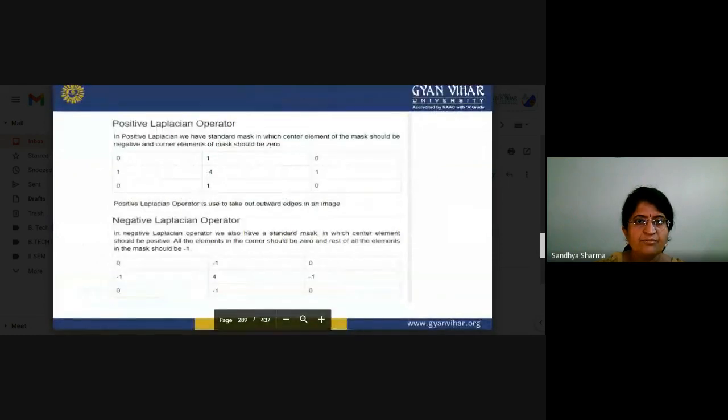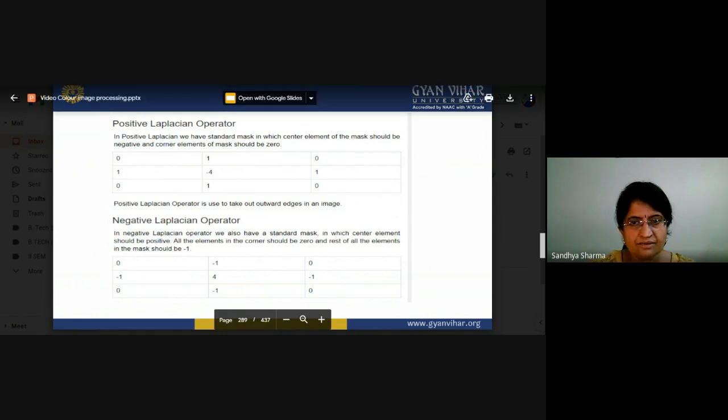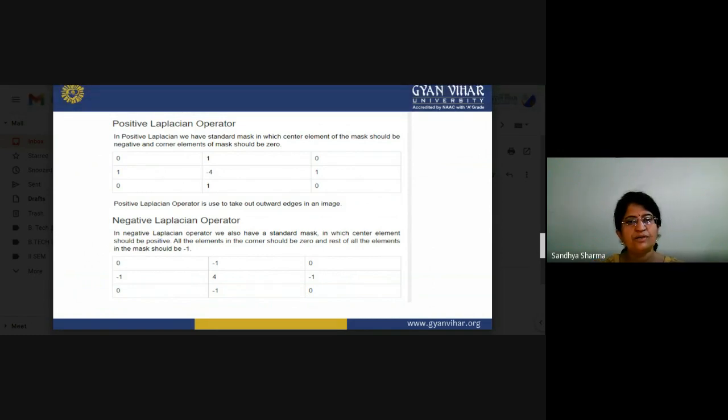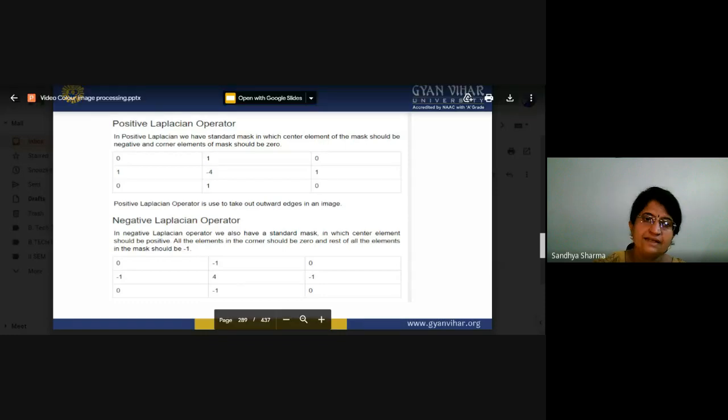So we can see here the positive Laplacian operator. In the positive Laplacian operator, we have a standard matrix in which the center element of the mask should be negative and some elements of the mask should be 0. So you can see the corner elements of the mask are 0, and that is basically the positive Laplacian operator. It is used to take out the outward edges in an image.